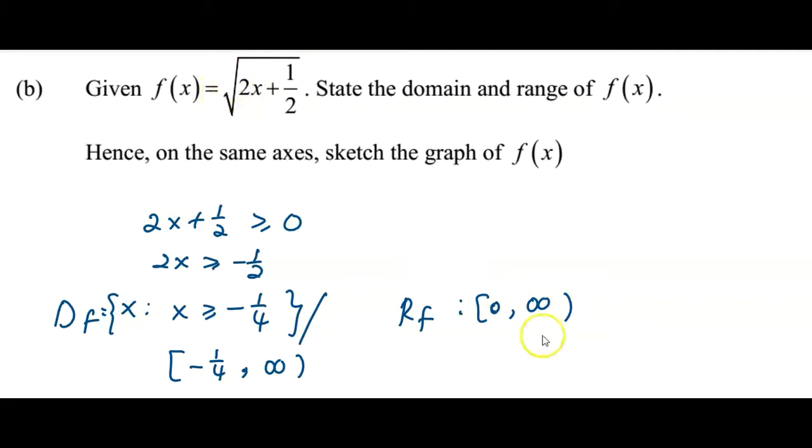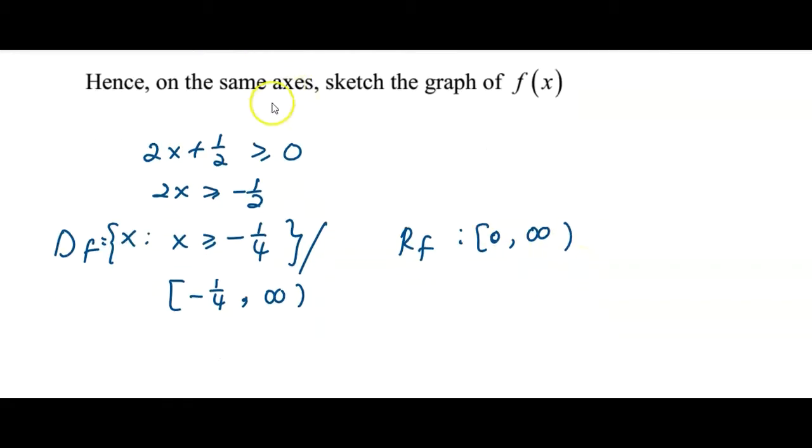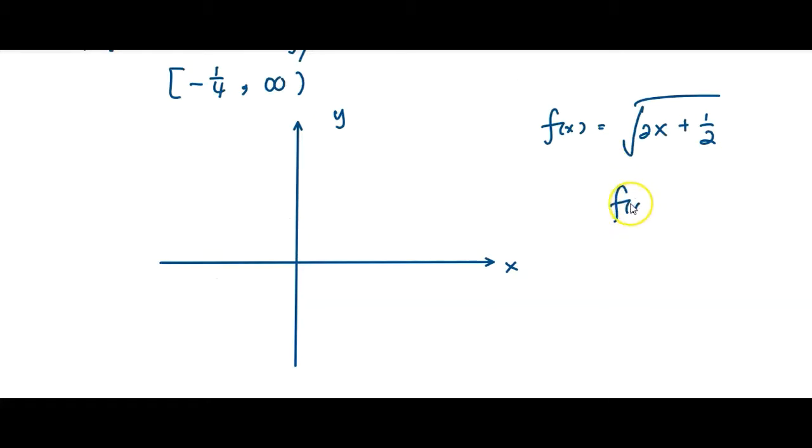And now we want to sketch the graph on the same axis. Sketch the graph of f(x). Get prepared to sketch your Cartesian plane, y-axis and x-axis. Based on the basic function, y equals square root of x, we know the shape of the graph is like this. It starts from the origin and goes up to the right indefinitely. This is the shape of y equals square root of x.